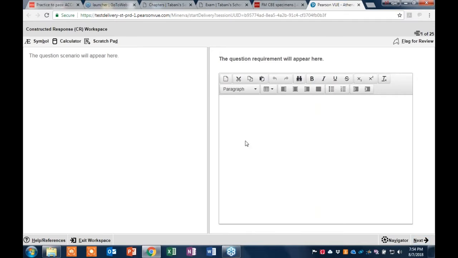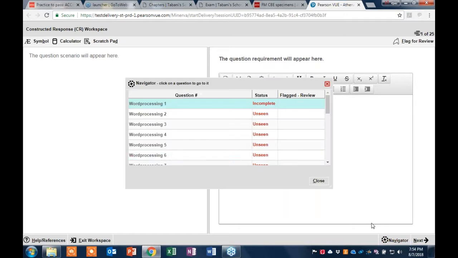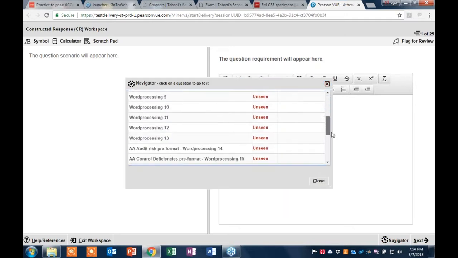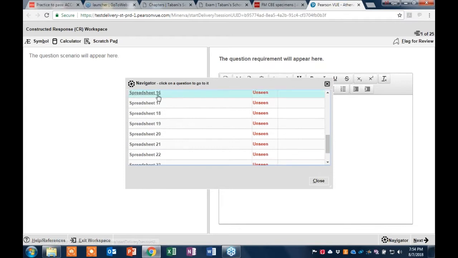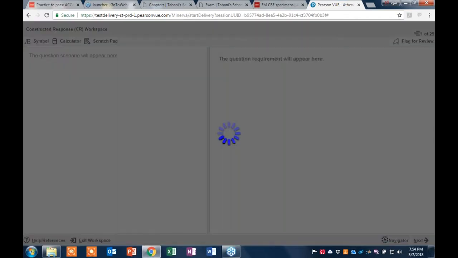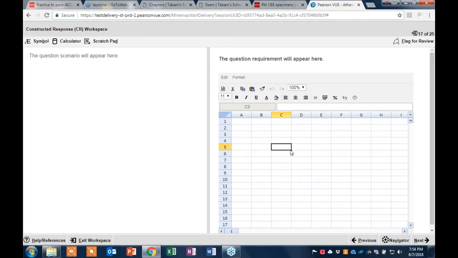Okay, here we go. So here is the workspace, but it is for word processing. So just go to Navigator, click on the Navigator, and drag it down. And once you see the spreadsheet here, click on any one. Here we go. So here you have the same workspace that's here. So use this workspace or use your Excel spreadsheet, but I would recommend you to use this one and solve the question.